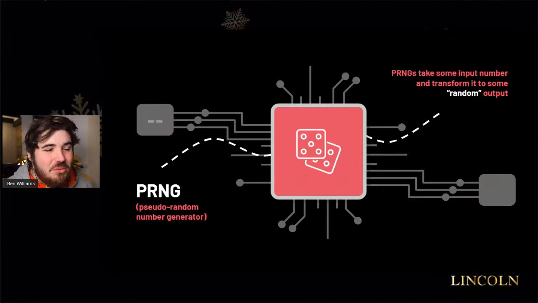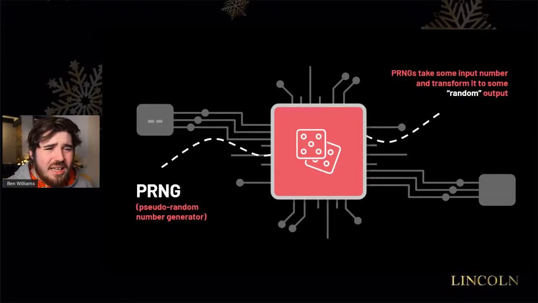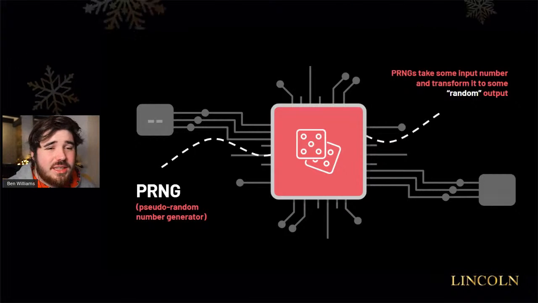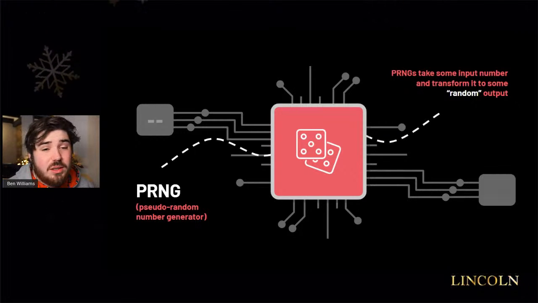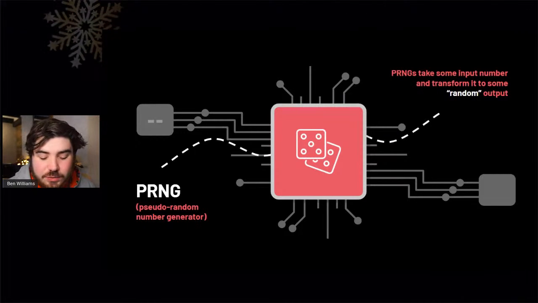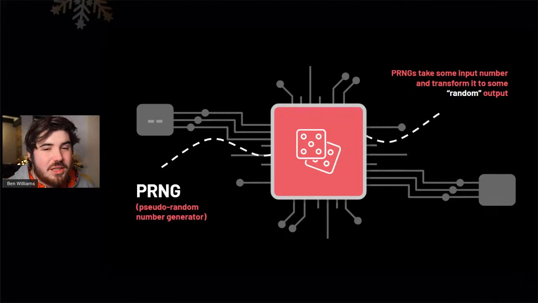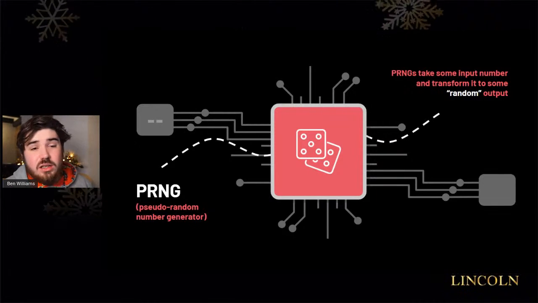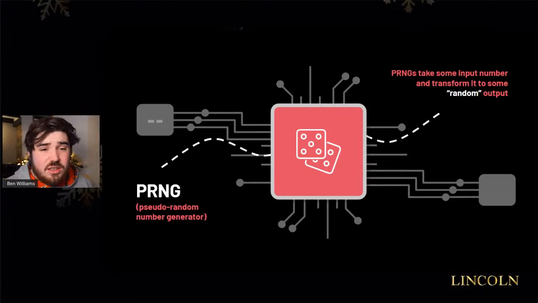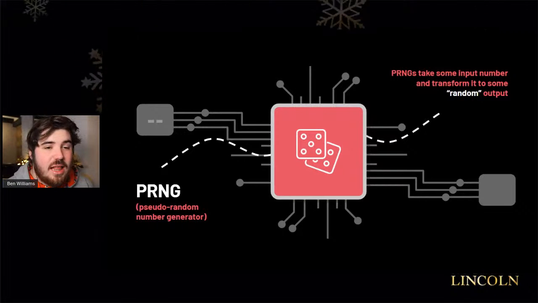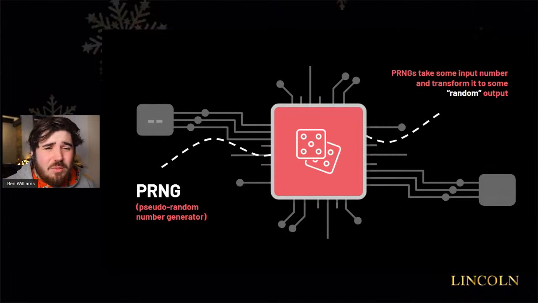So here in the middle, we've got a PRNG, a pseudo random number generator, and as it says in the top right, PRNGs take some kind of input number and just transform it to some kind of random output. I have to preface this by saying that this is most PRNGs. There are some PRNG processes out there, like canonical random number generators, or LFSRs or twisted LFSRs, that go about it a bit differently.